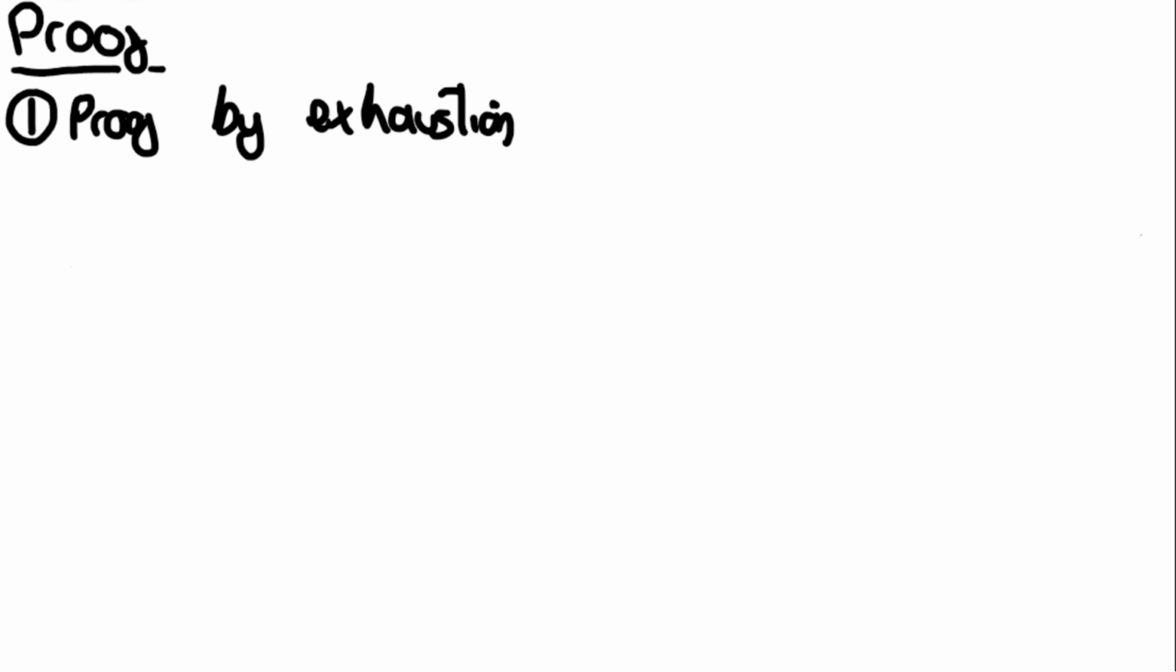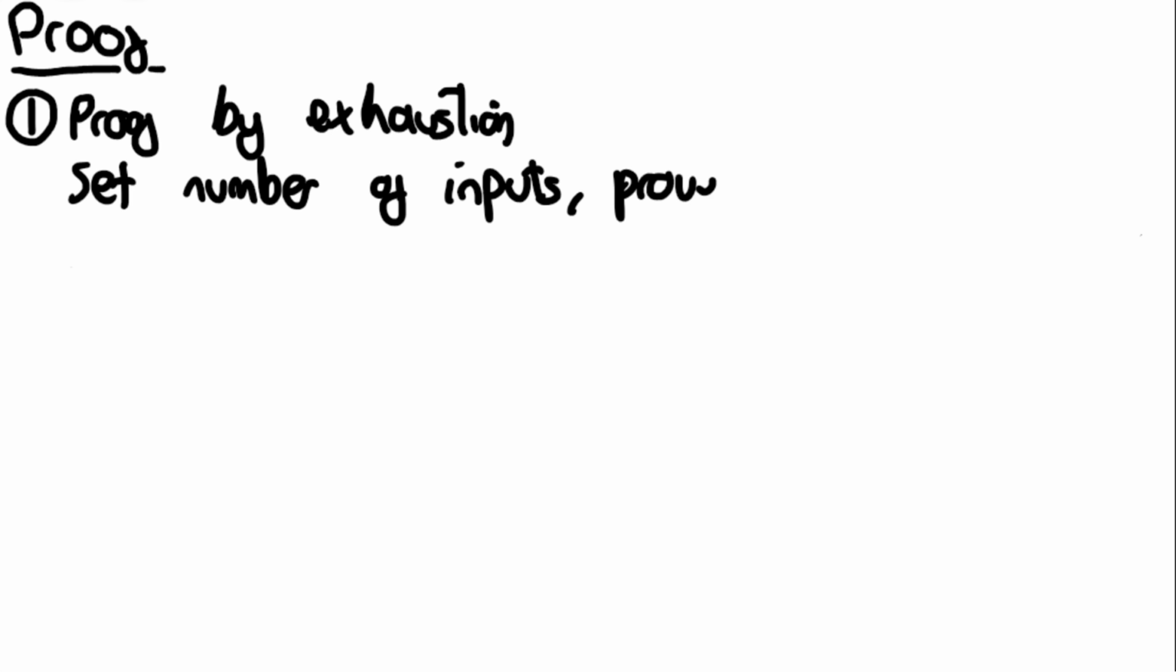Proof by exhaustion is when there is a set number of inputs, so you can actually just prove them individually, as there isn't actually too many examples that you actually need to prove.